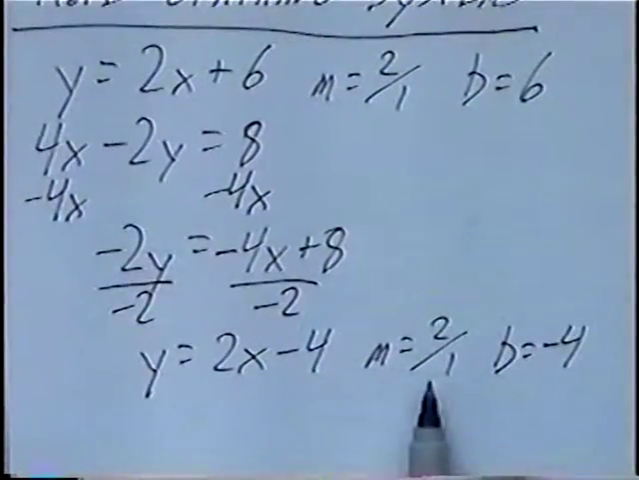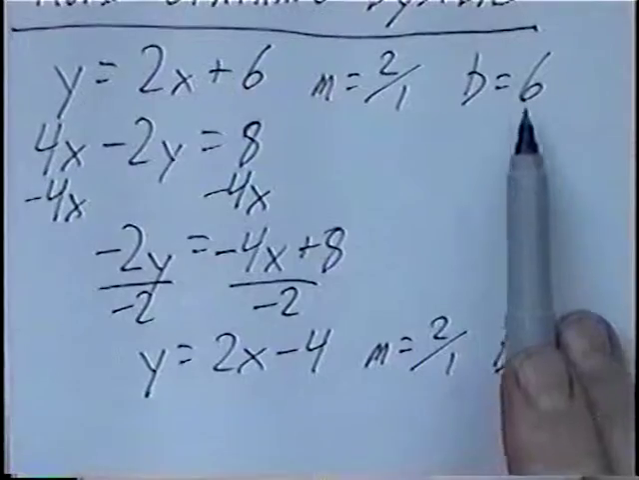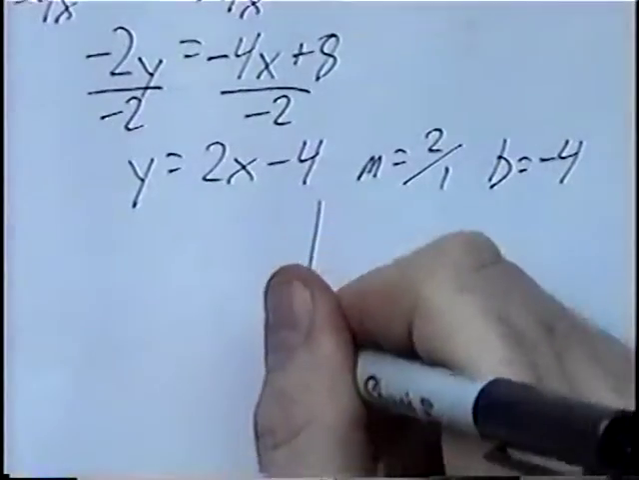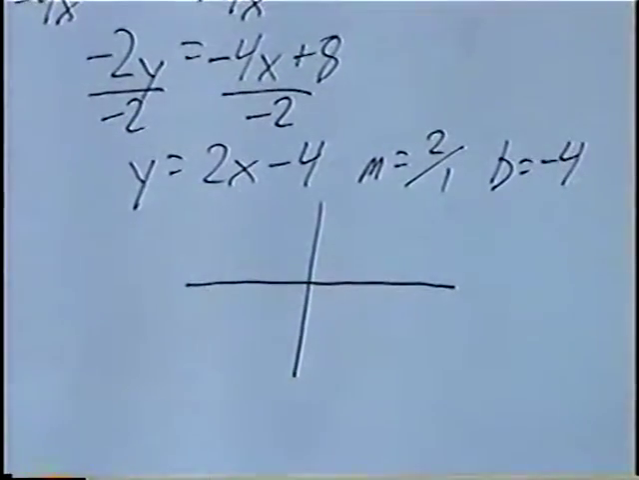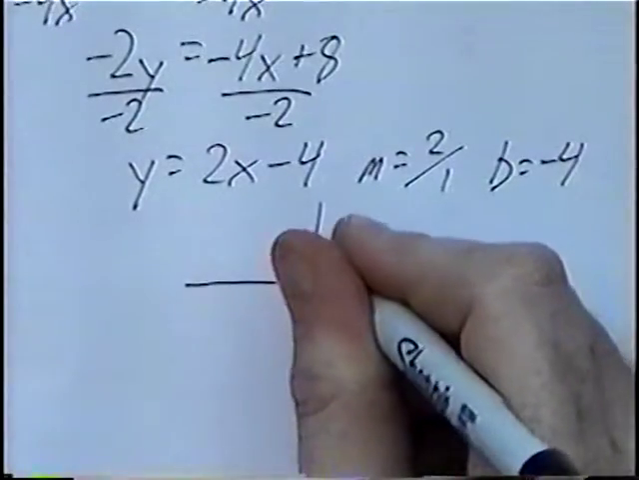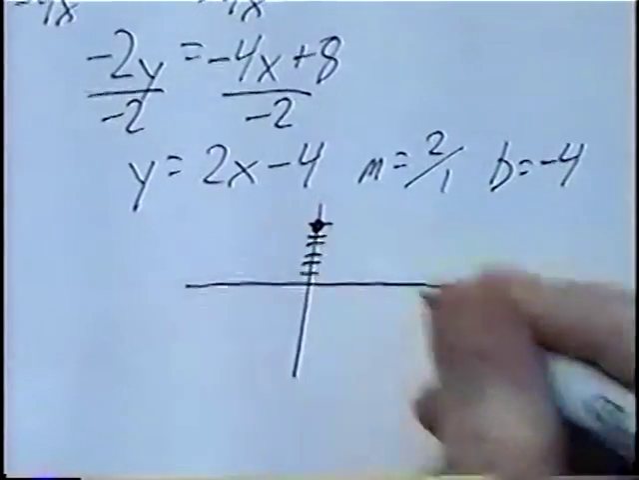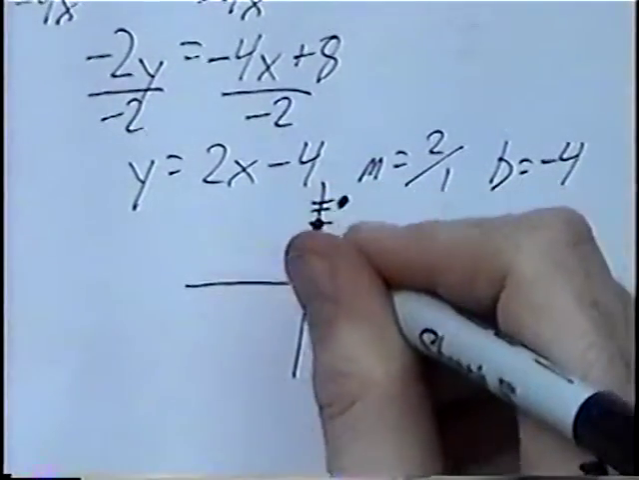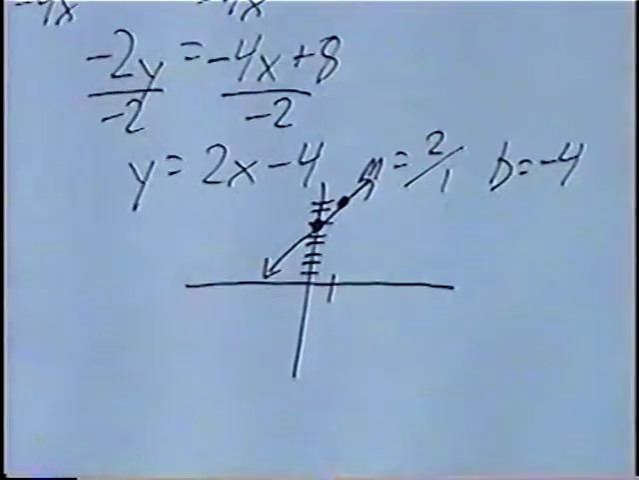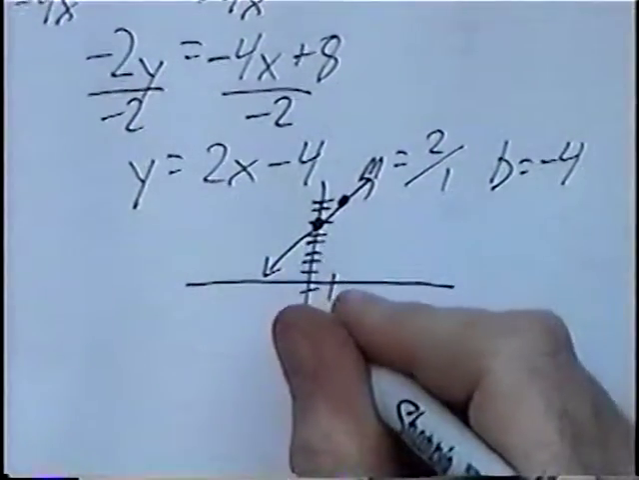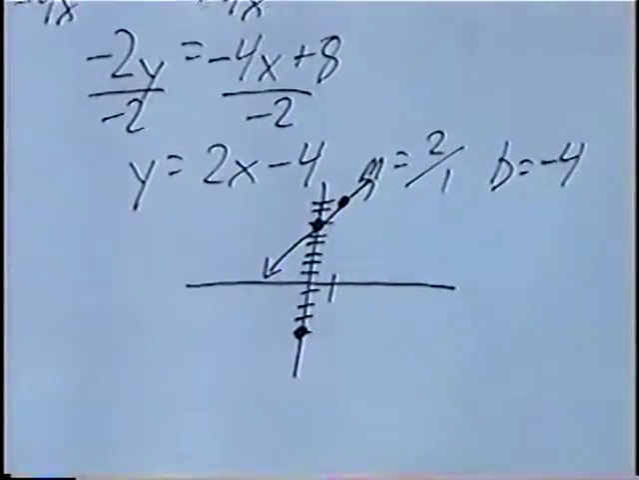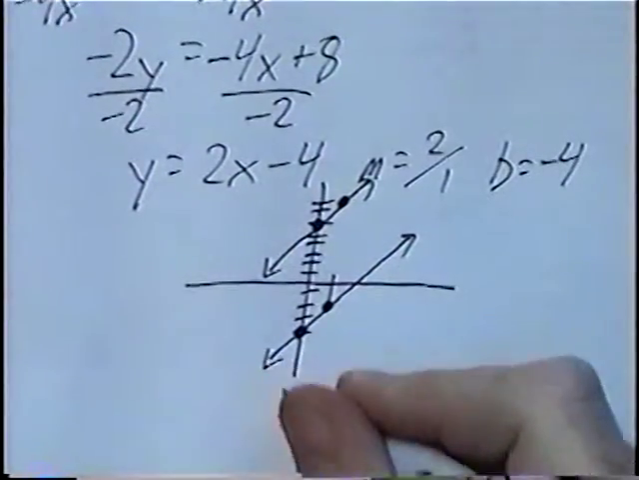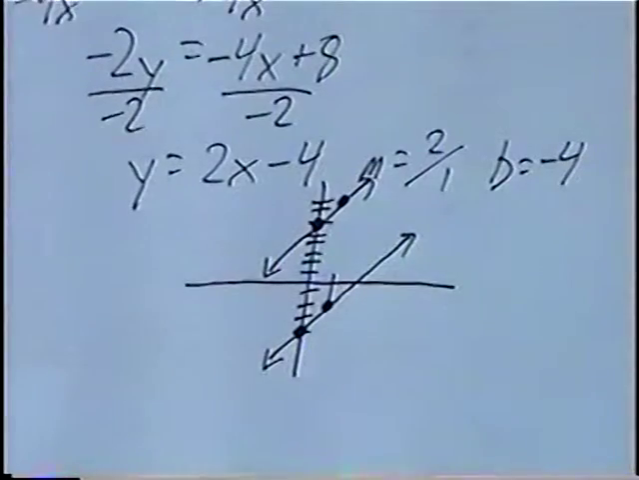Looking at the two equations, we'll have the same slope, so we'll have parallel lines, but they'll start at different points on the y-axis. The first equation starts at 6, and the slope is 2 over 1, so we'll go up 2 spots and to the right 1 spot. The second equation starts at -4, and the same slope, up 2 and over 1. These equations again are parallel, so they will not cross.